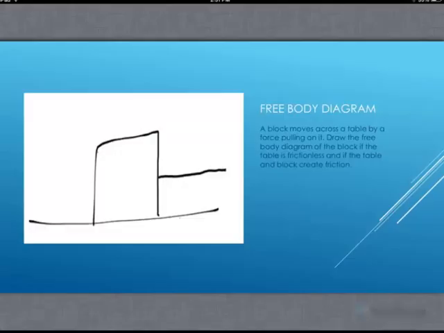A block moves across a table by a force pulling on it. Draw the free body diagram of the block if the table is frictionless, and if the table and block create friction. So let's go ahead and identify some of the relevant concepts we're going to be using.